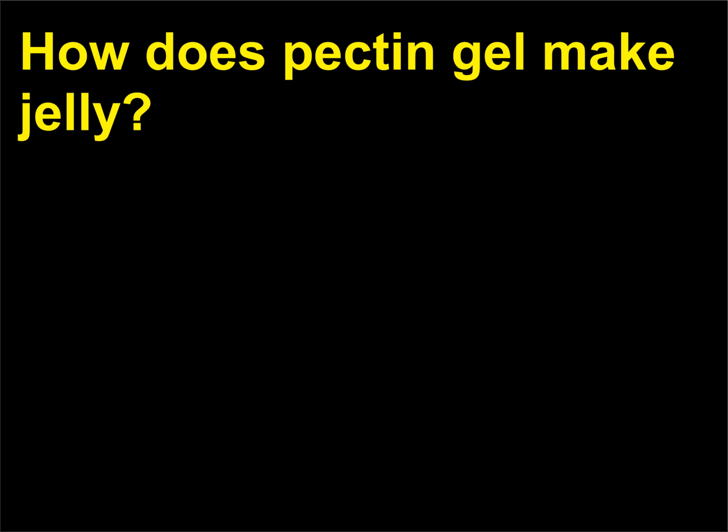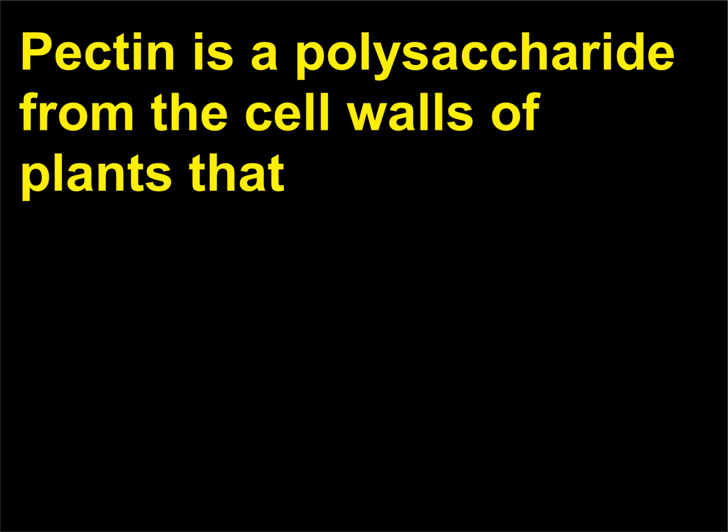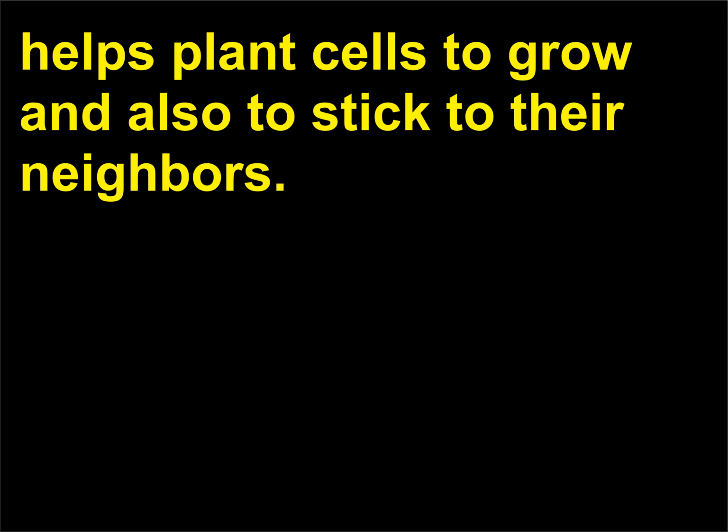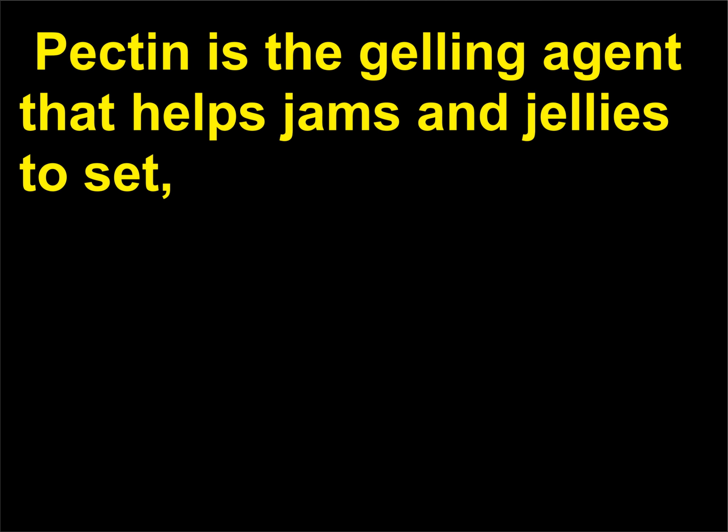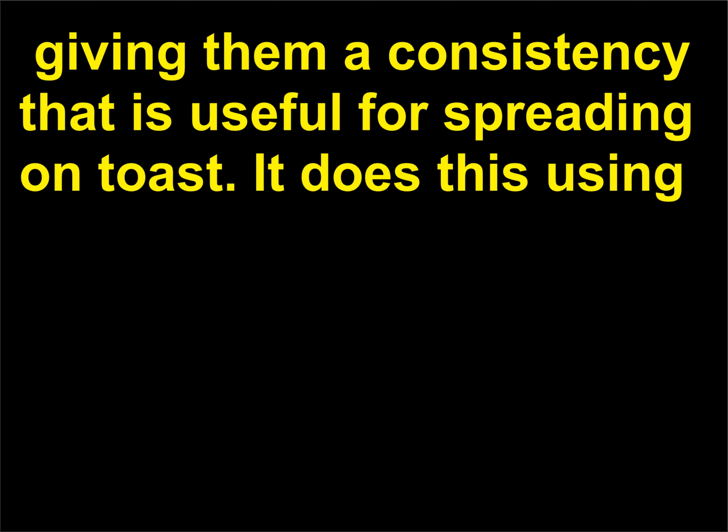How does pectin gel make jelly? Pectin is a polysaccharide from the cell walls of plants that helps plant cells to grow and also to stick to their neighbors. Commercially, pectin is extracted mostly from citrus peels, but other plants are also used. Pectin is the gelling agent that helps jams and jellies to set, giving them a consistency that is useful for spreading on toast.